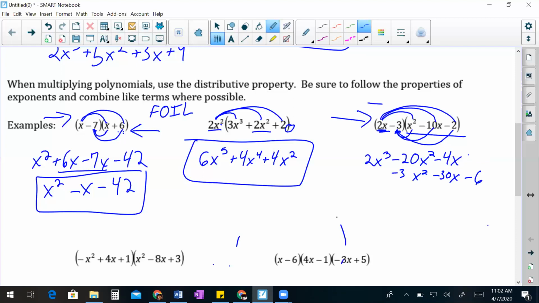All right, so now that I've got them all lined up, we can add them together. So 2x cubed doesn't have anything to go with it, so it just carries down. Negative 20x squared minus 3x squared, so negative 23x squared. Negative 4x minus 30x, so negative 34x, minus 6.